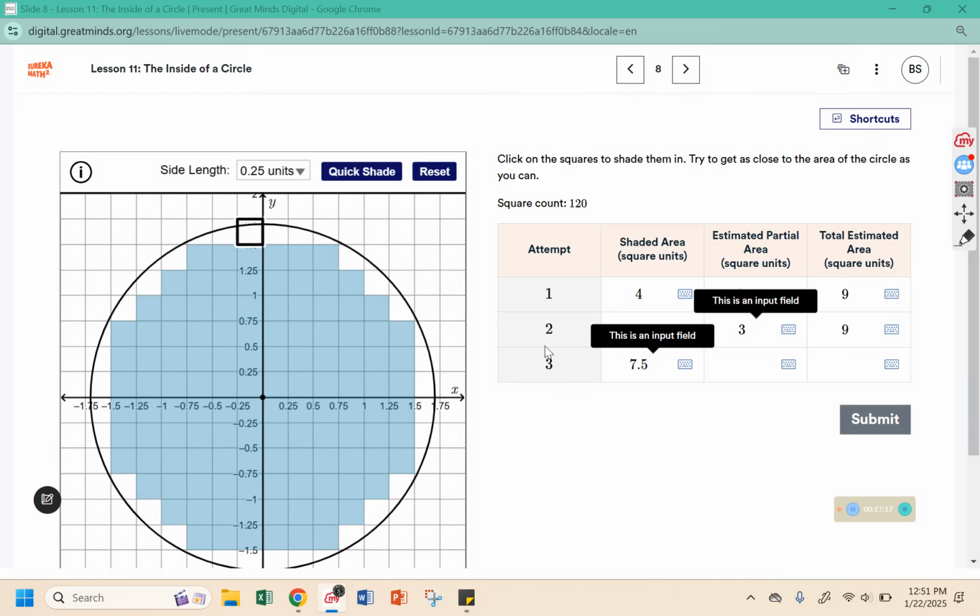And then we need to create our shaded sections for the partial pieces. So I'm going to combine some pieces here.